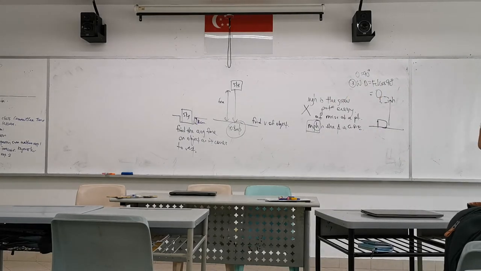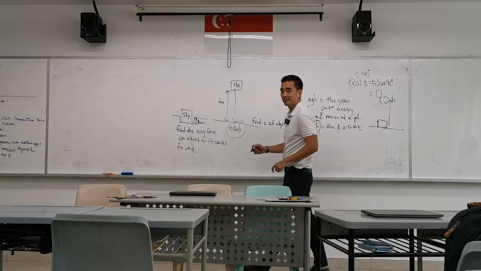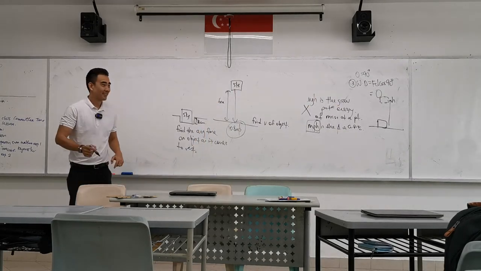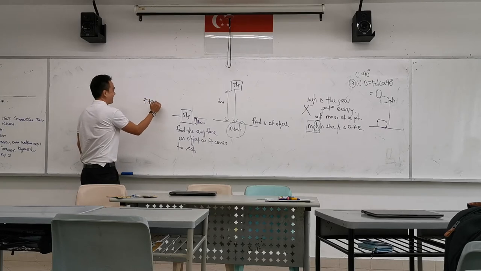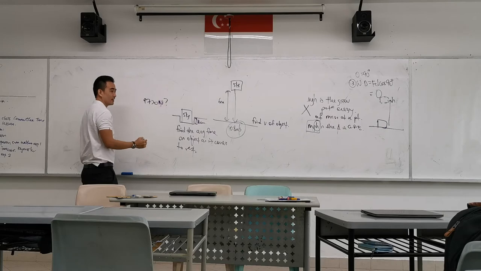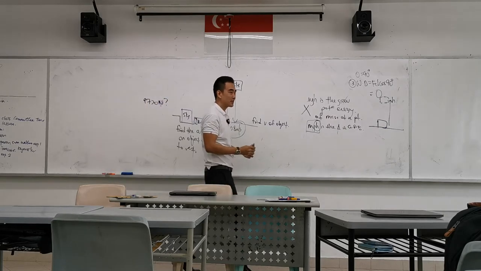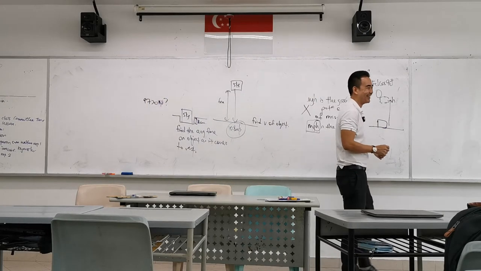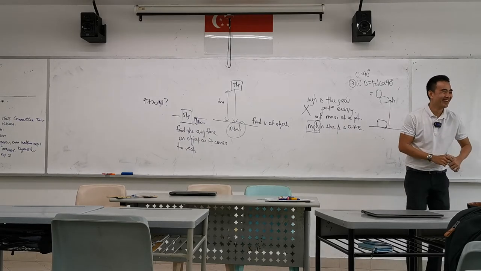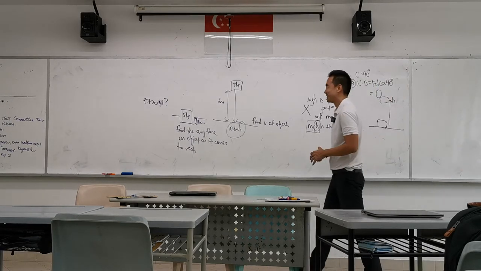Use a calculator for a while. Anyone got 9720? Anyone? Try. Get 9720 first, in case you can't even get 9720. Try.